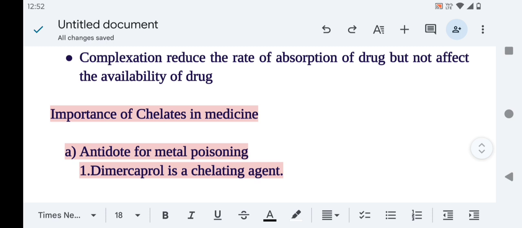Then importance of chelates in medicine.